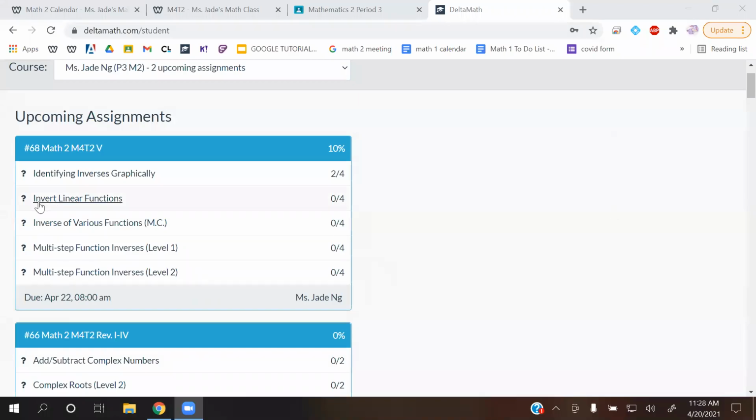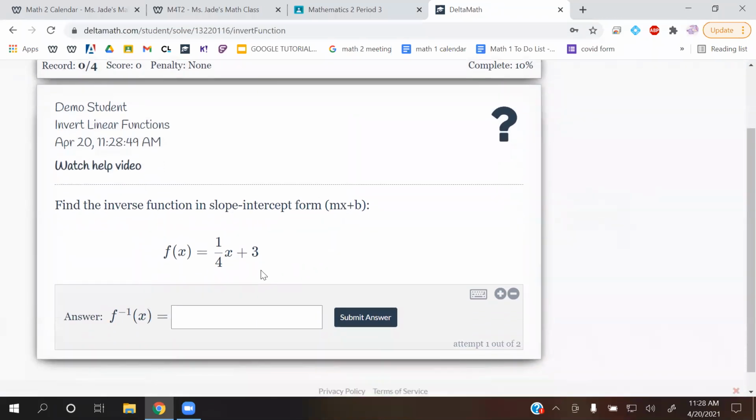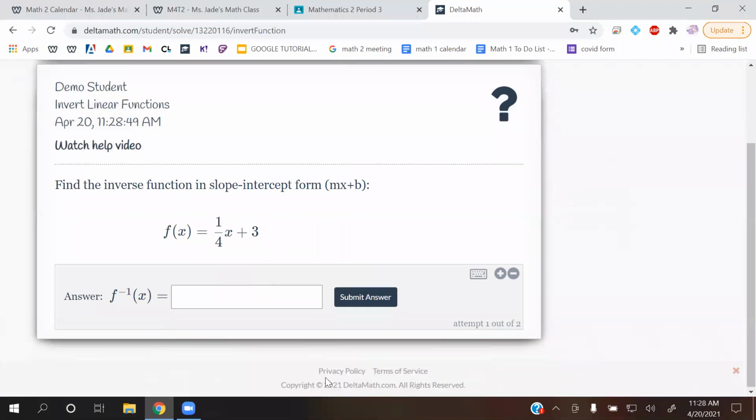So this next category is invert linear functions. So we have to find the inverse function in slope intercept form. So we're going to find the inverse. It's just like what we were doing earlier, except earlier we were doing it through a graph and a t-table. This time we are doing it algebraically, so from the equation. So there's a few steps that you want to do.